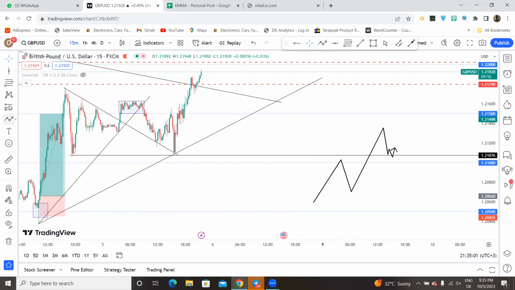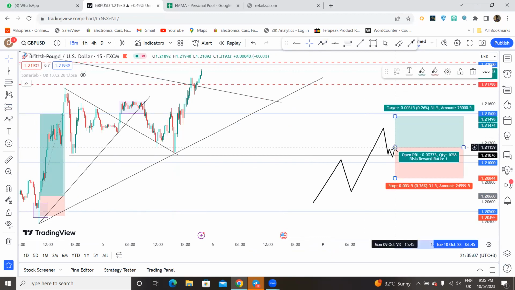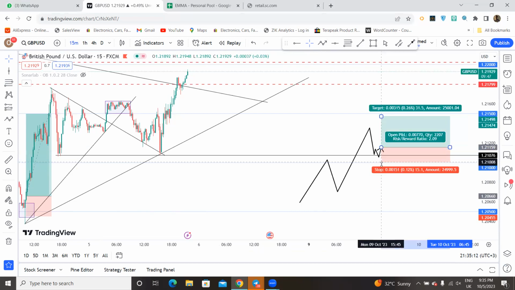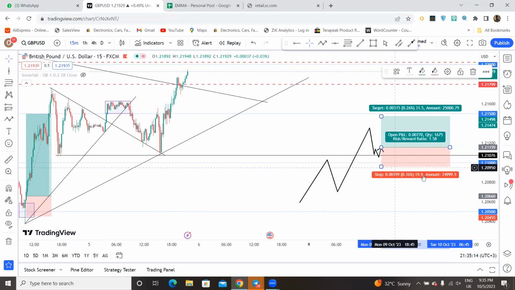Bring your tool. This is the tool we use, the long tool. Click it here. Now this shows your stop loss, the red side. You can move it to below structure. And you see that this shows pips, meaning your stop loss is 20 pips. You take this number, 1.2096, and you put it on the stop loss on MT5 or MT4.